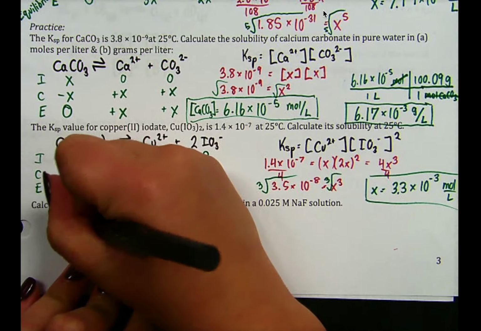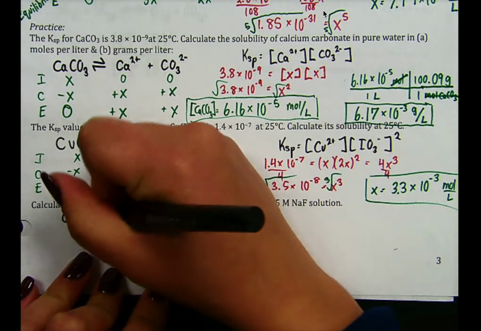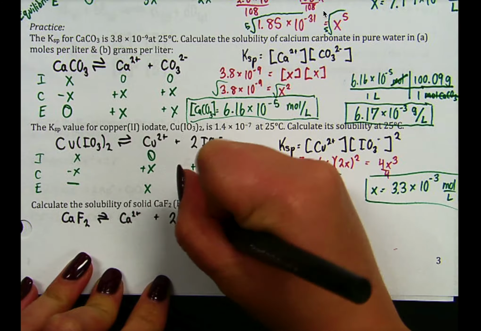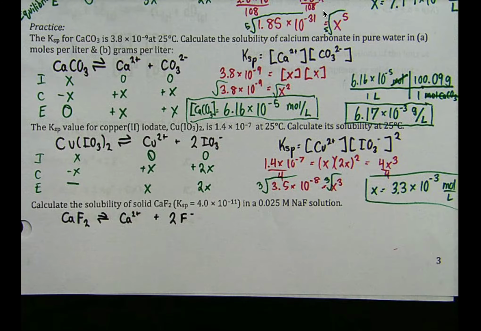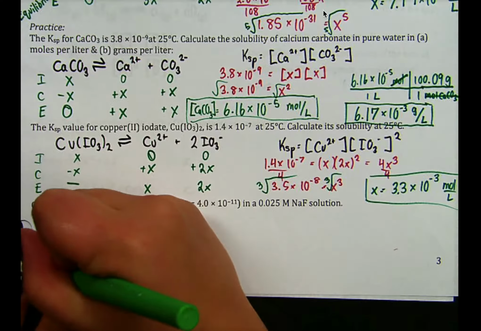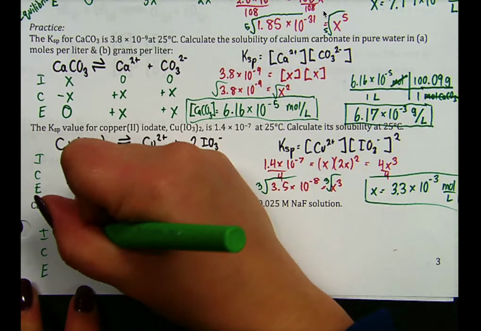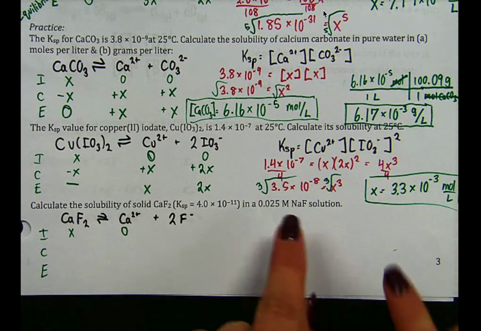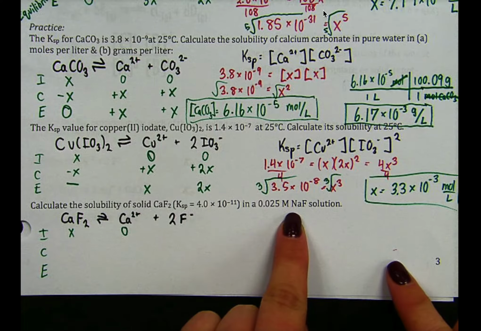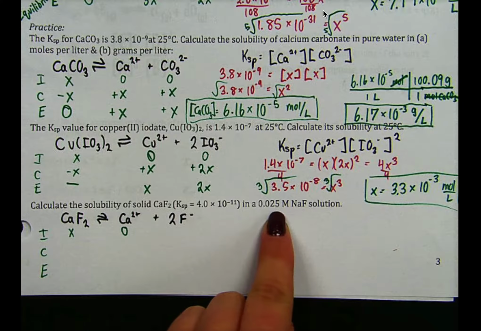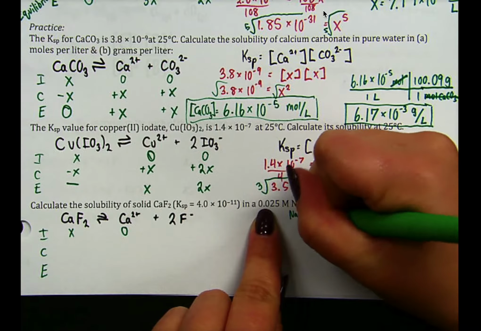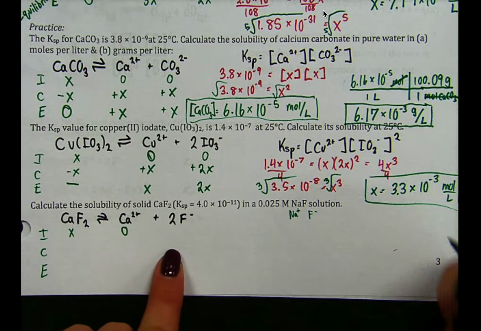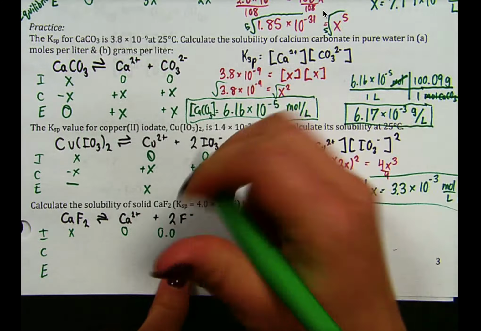So we have our calcium fluoride, and it is going to dissolve a little bit into calcium ions and fluoride ions. Just like in all the other problems, we set up our ice table. We have X moles of calcium fluoride initially and no moles of calcium. However, we have moles of fluoride. So if this is 0.025 molar NaF, that means it's 0.025 molar Na plus and F minus. So we have to put that here, 0.025.